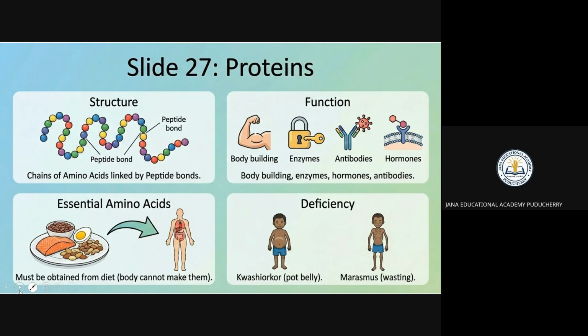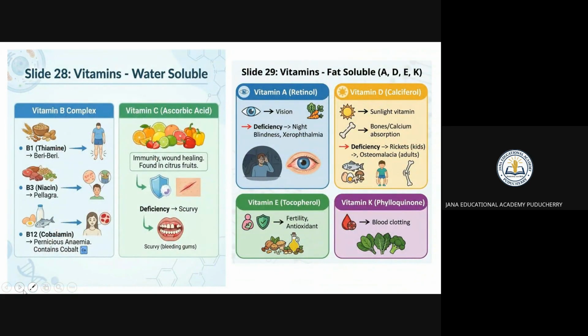Then the concentrated sources of energy: you can get enough fat from oil, butter, ghee, and nuts. If you want fat, you can go for oil, butter, ghee, and nuts. If you want protein, you can go for pulses, milk, egg, and meat. If you want carbohydrates, go for rice, wheat, sugar, and potato. So these are the vitamins.